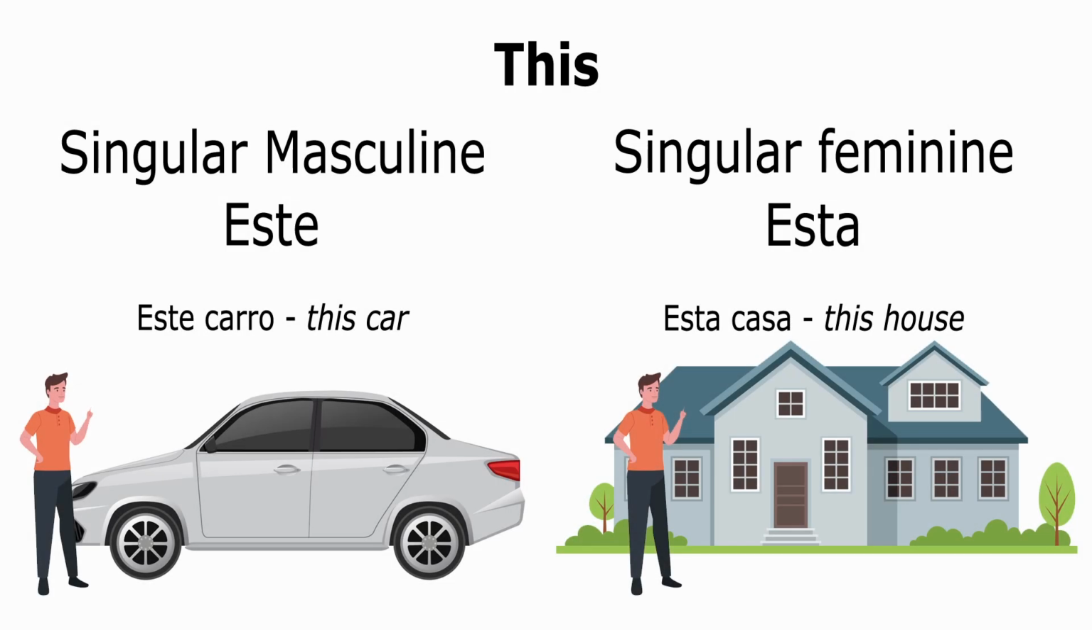In Spanish, the word for this is split into singular masculine and singular feminine. The singular masculine word is este, este carro, this car. The singular feminine word is esta, esta casa, this house.